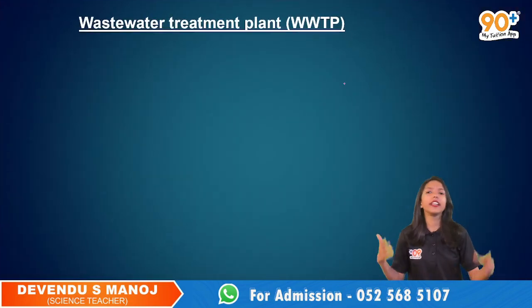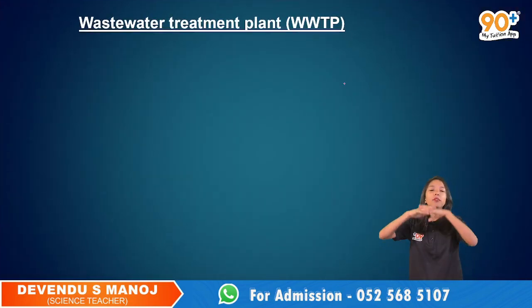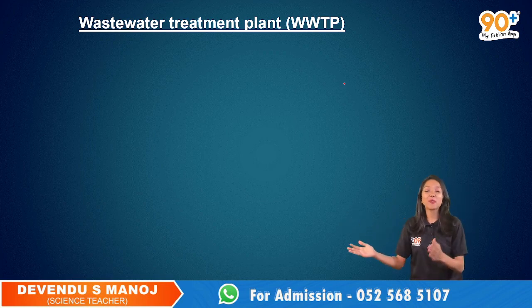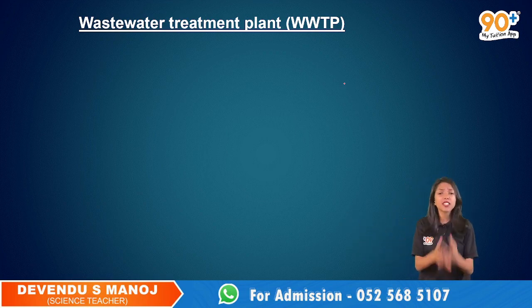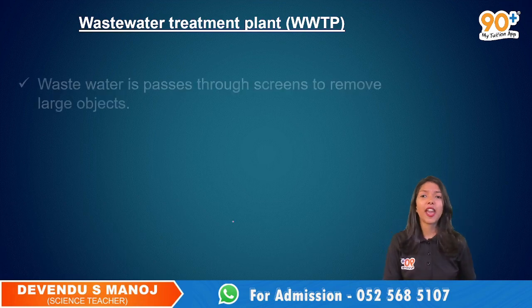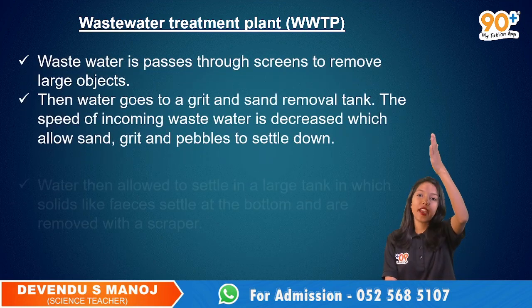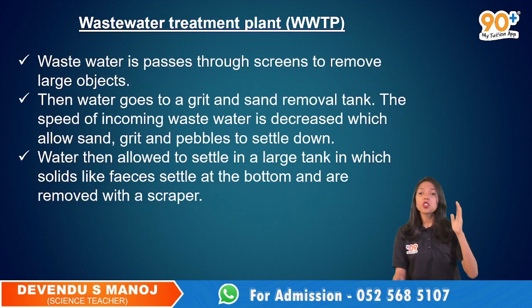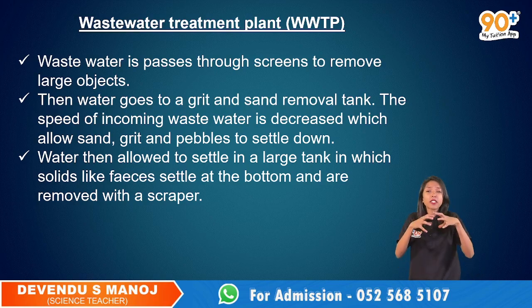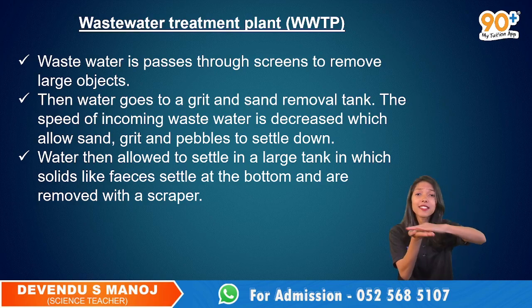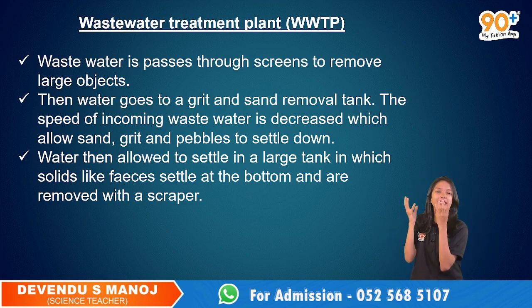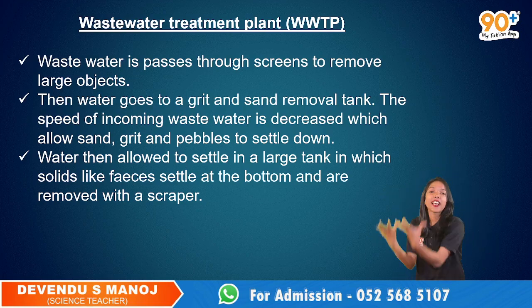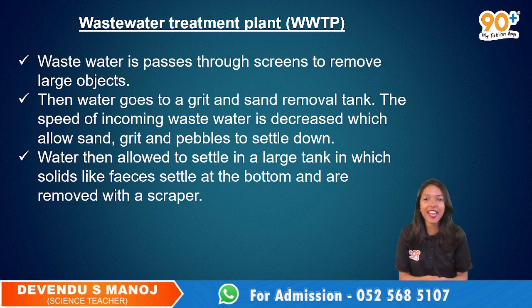Now how do we clean it? We have a very beautiful plant called the wastewater treatment plant, which every student finds very difficult to study. So today I'll teach you everything about this wastewater treatment plant. Wastewater is passed through screens to remove large objects. So the first process is that it passes through screens so that the larger objects get stuck at the screens and the rest of the water flows through.